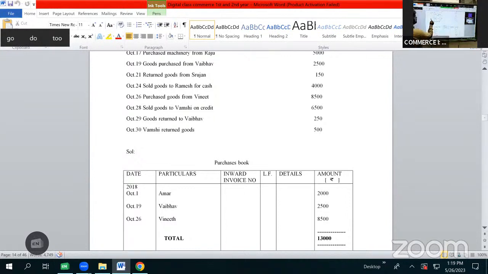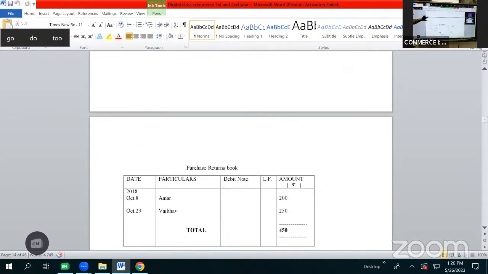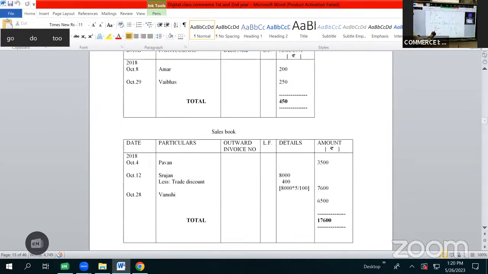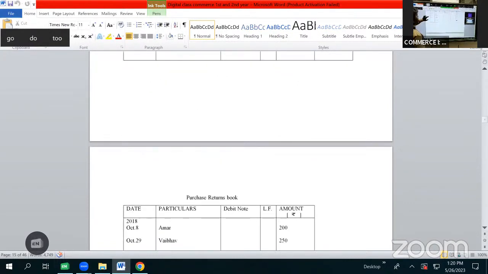Then we have a transaction on October 28. Sold goods to Vamshi on credit, 6,500. It is a transaction of sales, which will be shown in sales book as October 28, Vamshi, 6,500 rupees.